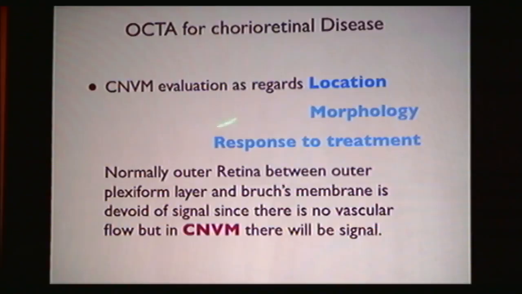We want to know about CNVM as regards its location, morphology, and response to treatment. So in the outer retina and also the Bruch's membrane, there is no signal because there are no vessels. But whenever you see a vessel in the outer 2 layers of OCT angiography, there have to be choroidal vessels there. So this forms the basis of our diagnosing CNVM.